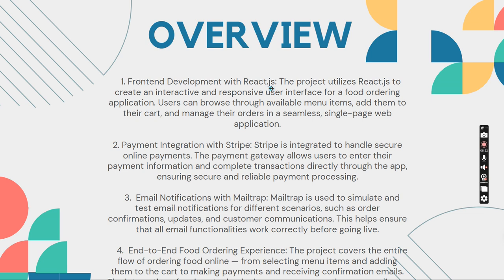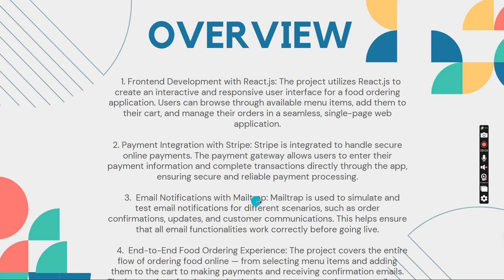This project is utilizing React.js to create an interactive and responsive user interface. Users can browse through available menu items, add menu to their cart, and manage their orders in a seamless single page web application. This is the front end part and back end part combined together to collect orders and proceed for payment. Payment integration with Stripe. Stripe is integrated to handle secure online payments. The payment gateway allows users to enter their payment information and complete transactions directly in the app.